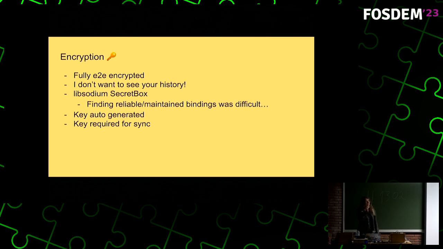Finding a reliably maintained library for that was a bit tricky. The original bindings we used were not maintained beyond security patches. We've recently switched to, I think, Rust Crypto, if I remember rightly. All of the encryption keys get automatically generated when you log in, and you have to keep track of them yourself. So if you lose your keys, there's nothing I can do. Your data's gone.